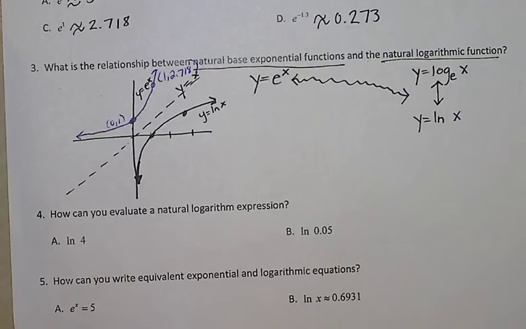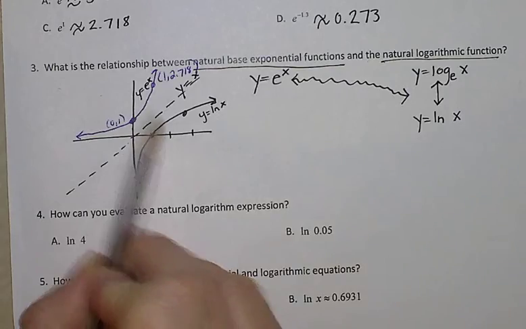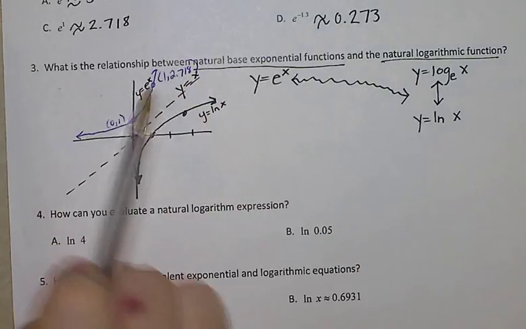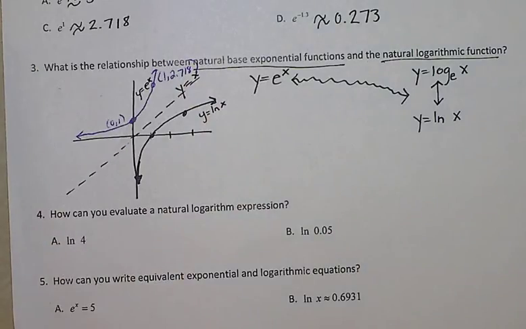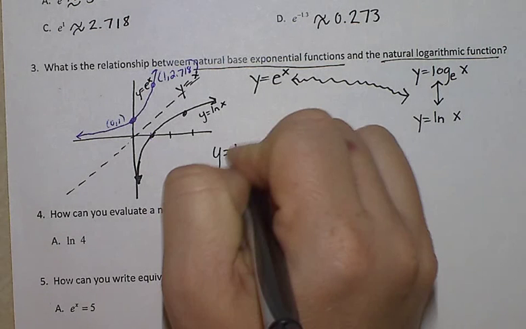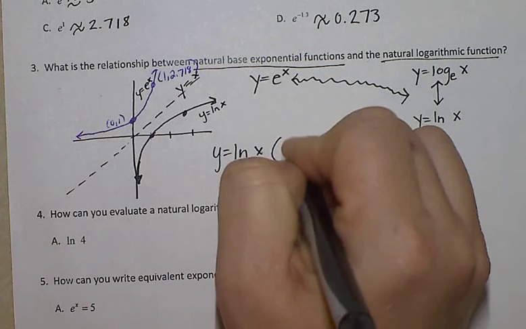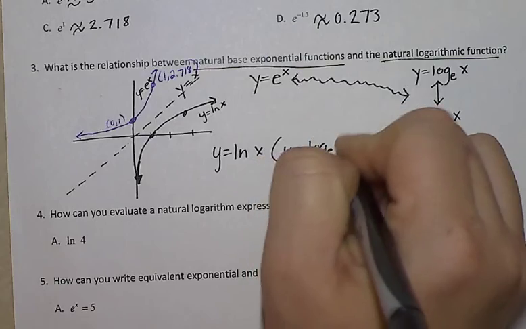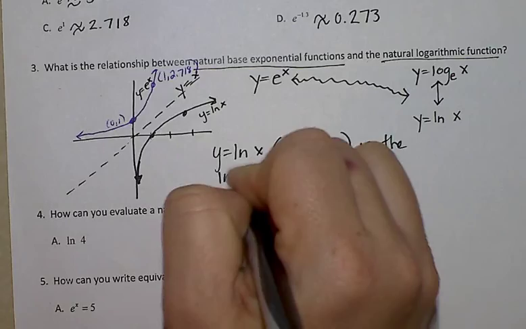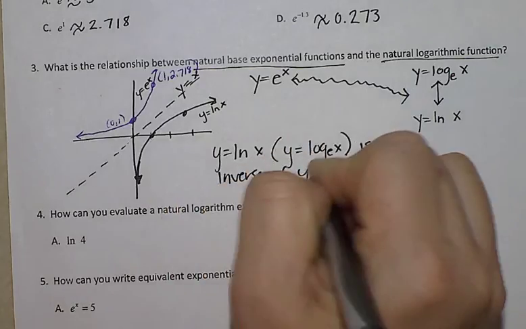And if I would have been a little more precise in graphing the two functions, you'd be able to see that they actually reflect across this line and that their ordered pairs are simply flipped. So they are inverses of one another. They are inverses. So let's write that down. y equals the ln of x, which also can be written as y equals log base e of x, is the inverse of y equals e to the x power.